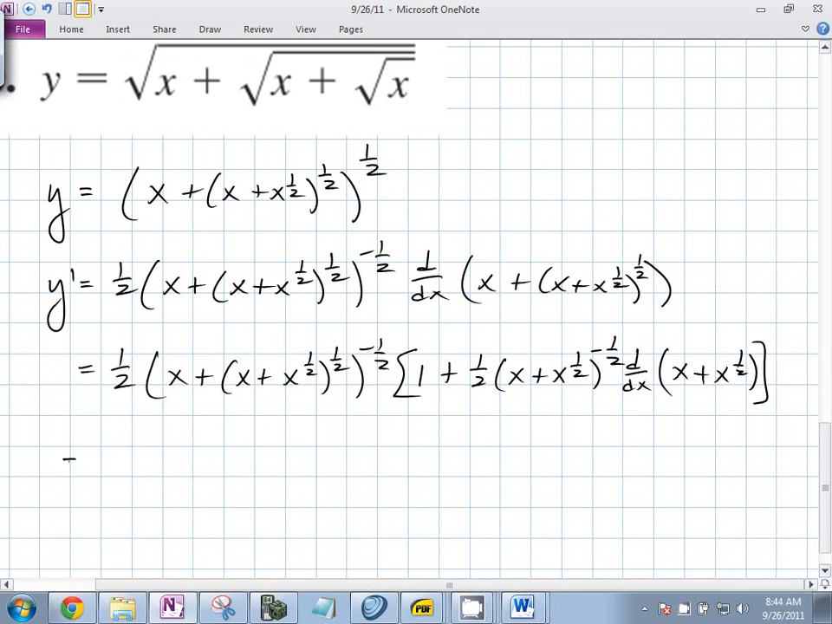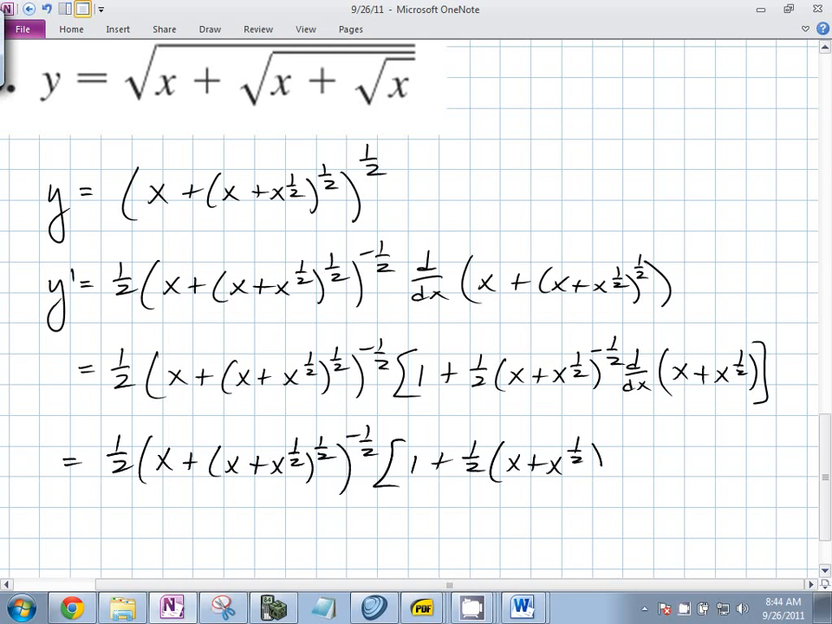We end up with 1/2 (x + (x + x^(1/2))^(1/2))^(-1/2) brackets 1 plus 1/2 (x + x^(1/2))^(-1/2) times what? 1 plus 1/2 x to the... Correct. There it is. That's it. It just explodes. It gets bigger. Yeah. Do it. This is a key tip here.